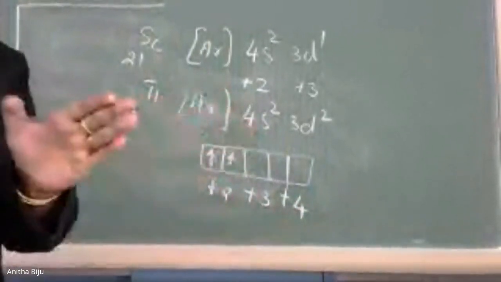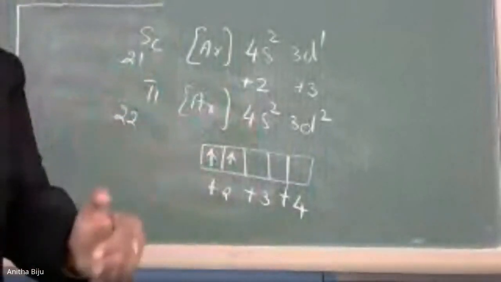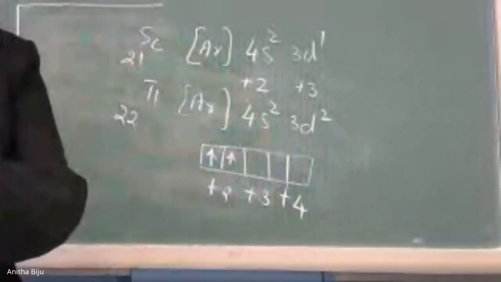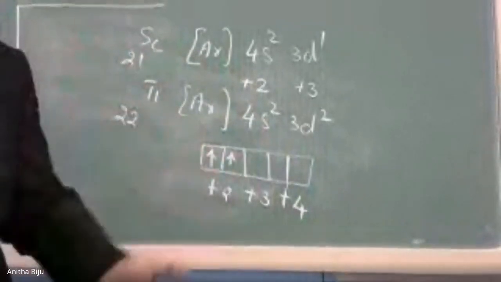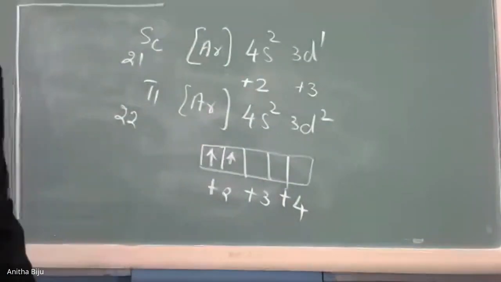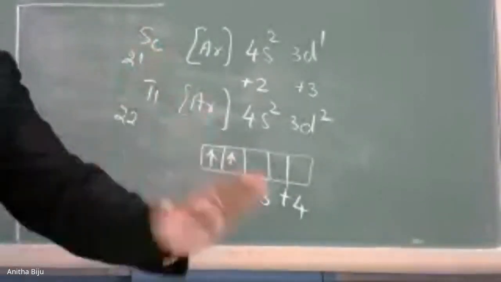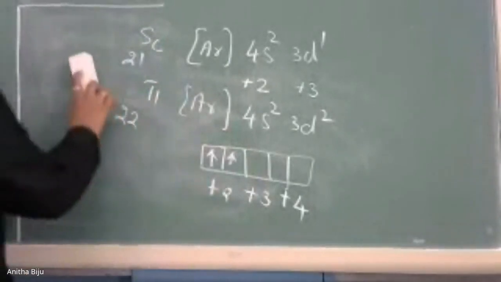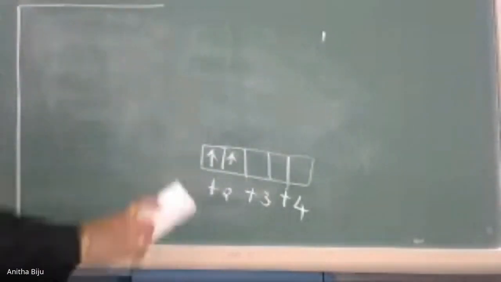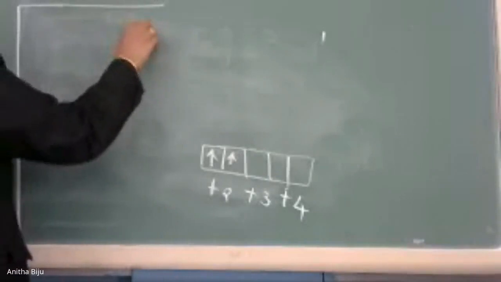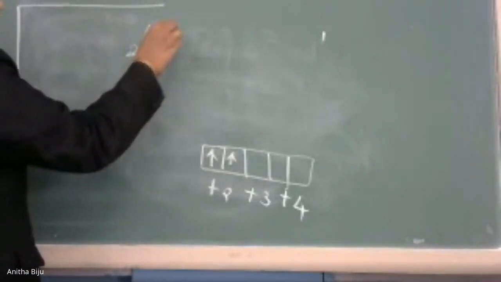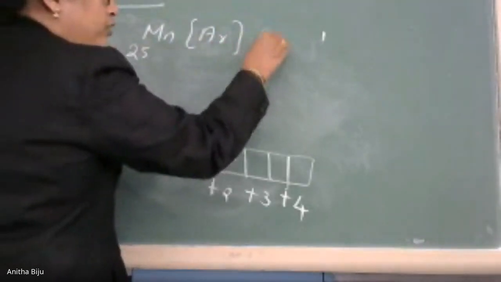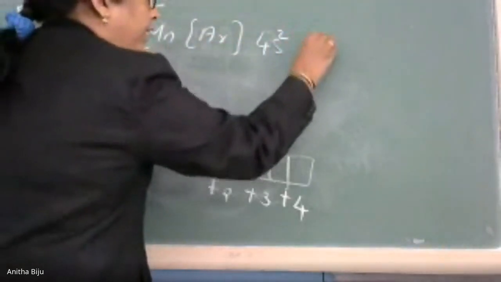So these are the starting elements: scandium, titanium, vanadium, chromium, manganese. When you go in this order, the number of oxidation states keeps increasing up to manganese. Let us think about manganese. Manganese with atomic number 25, argon configuration 4s2 3d5.